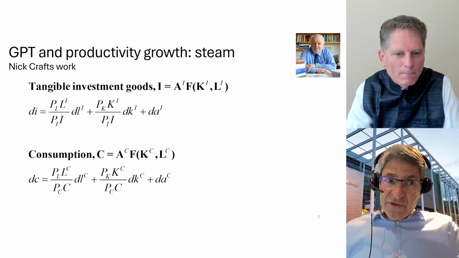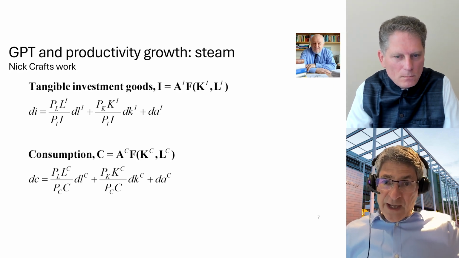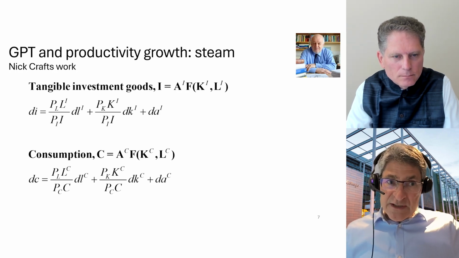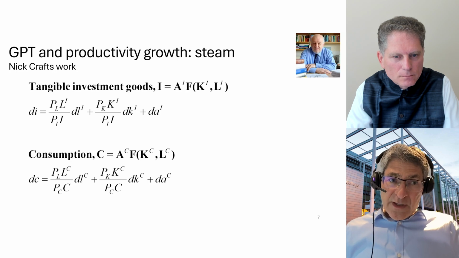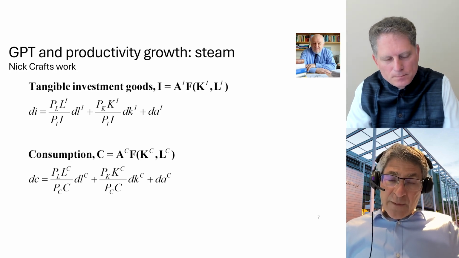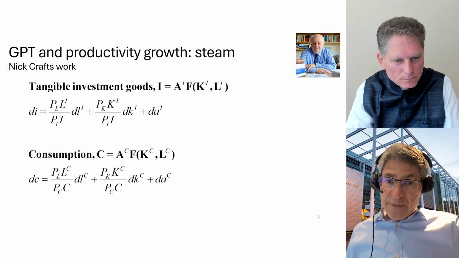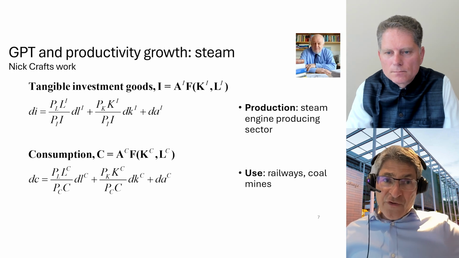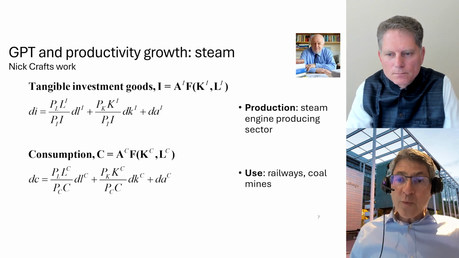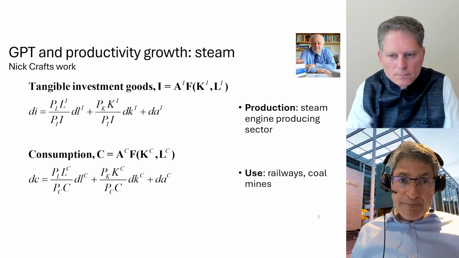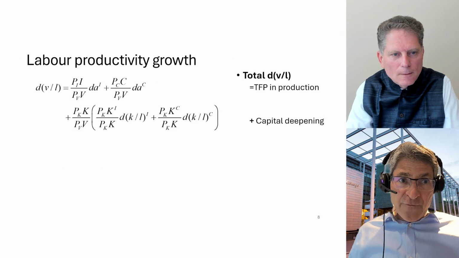The consumption goods sector is going to use that new capital, again think steam engines, to provide, think transportation services, using the labour with an output elasticity of the share of labour, and using the capital with the output elasticity of the rental share of capital, and there's going to be the TFP. So again, it's two sectors, the production sector, which is producing the steam engines, and the using sector, railways. Coal mines were very important for steam as well. A couple more equations for you.